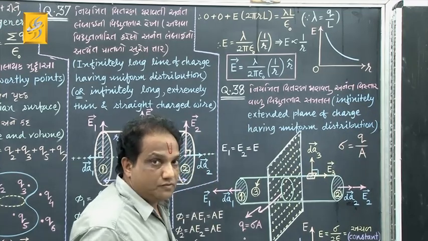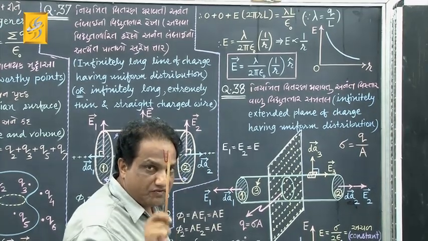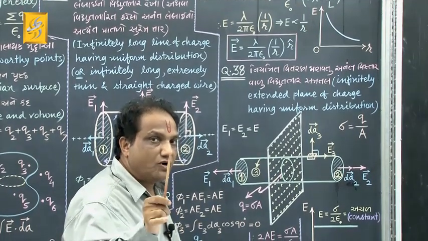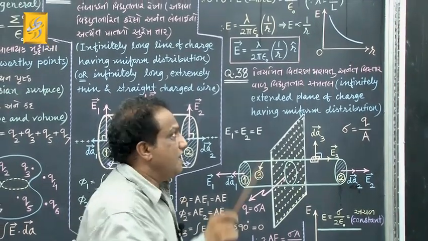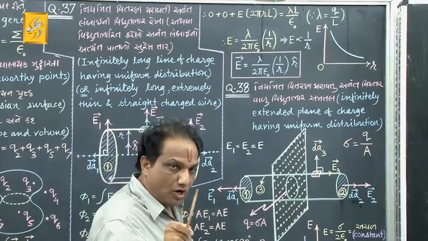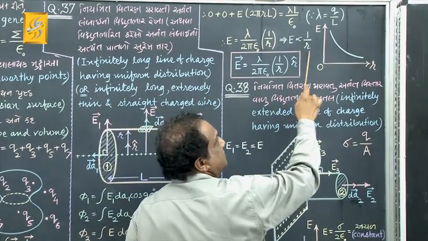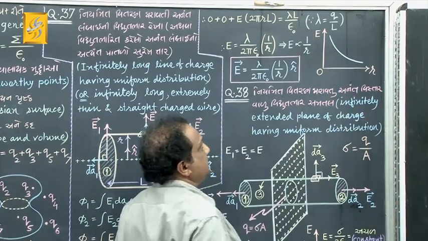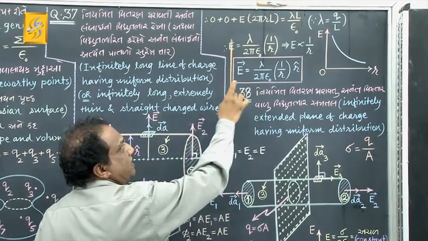Remember Boyle's law? P varies as 1 upon V. At that time in 11th standard, you were drawing the graph of P versus V. That graph was also a hyperbola. Similarly, here E versus R, that graph is also a hyperbola. Correct? Fine. And this is the magnitude of the electric field.